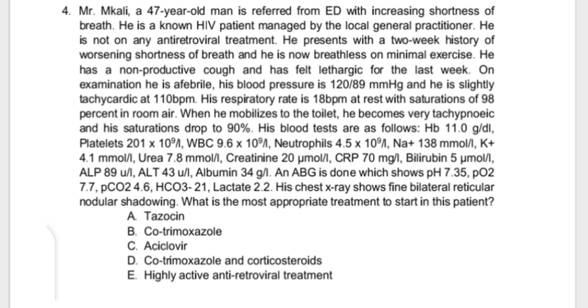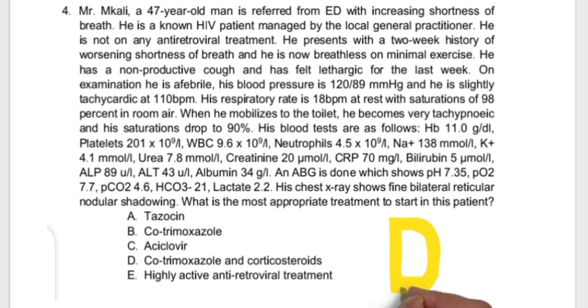neutrophils 4.5, sodium concentration 138, potassium 4.1, urea 7.4, creatinine 120, CRP 70, bilirubin 5 micromoles, ALP 89, ALT 43, albumin 34, and an ABG is done, which shows pH of 7.35, partial pressure of oxygen 7.7, partial pressure of carbon dioxide 4.6, bicarbonate 21, lactate 2.2. His chest X-ray shows fine bilateral reticular nodular shadowing. What is the most appropriate treatment to start in this patient?